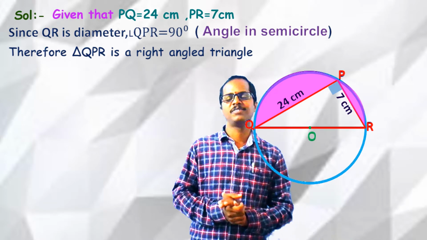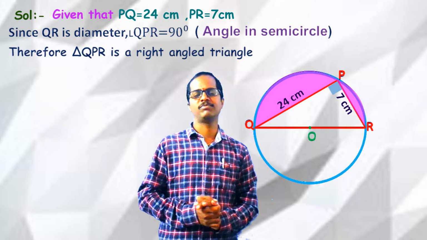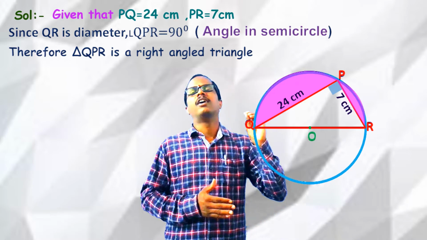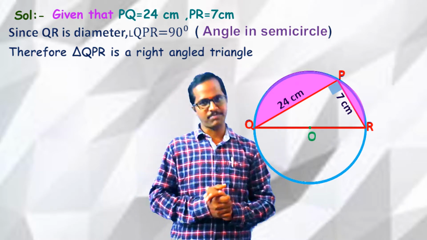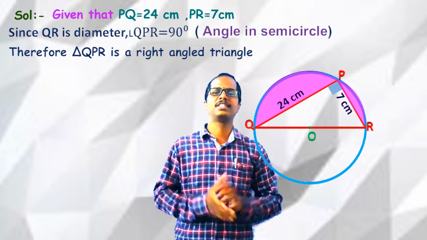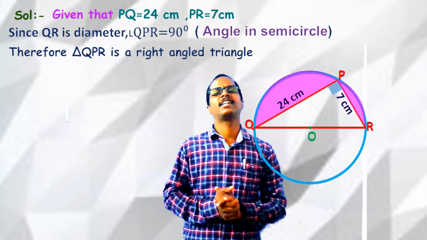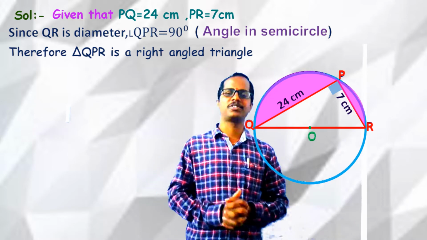Very good. We use Pythagoras theorem. Using Pythagoras theorem, we can find the length of the remaining side when we know the lengths of any two sides of the right angle triangle. So what does the Pythagoras theorem tell us? In a right angle triangle, the square of the hypotenuse equals the sum of the squares of the other two sides.